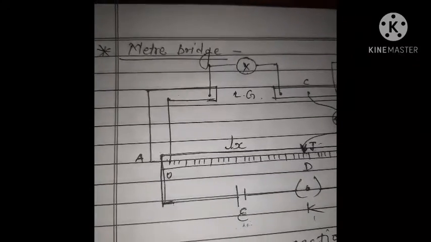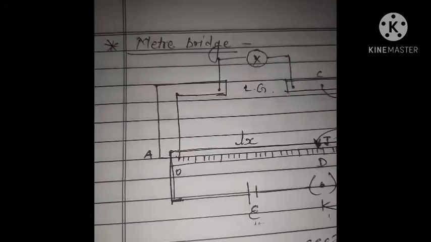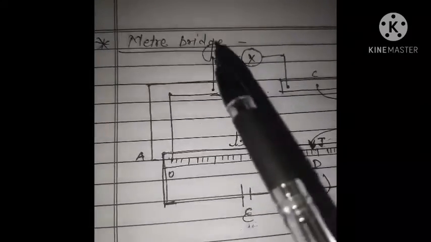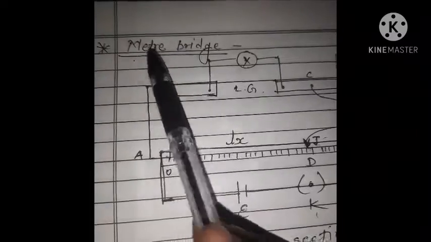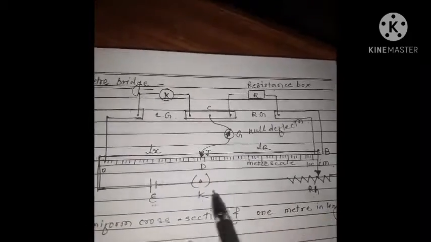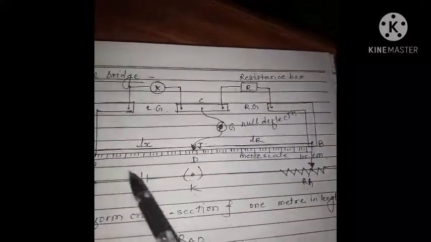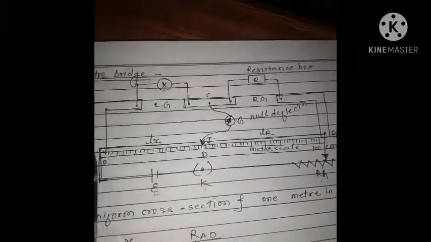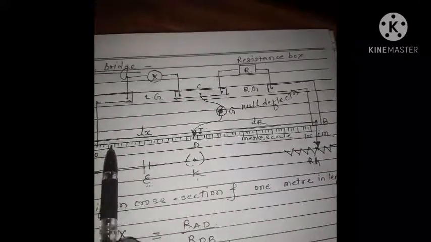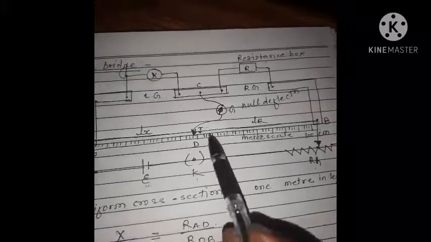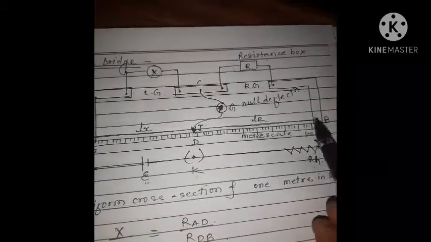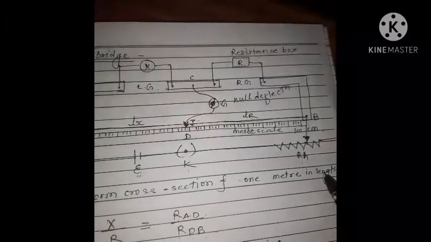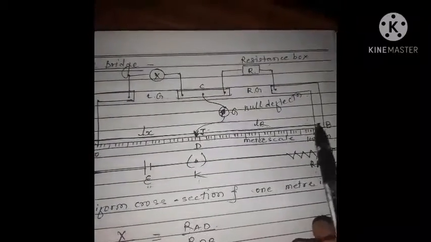Hello students, in the ninth topic, current electricity, now we are going to discuss the meter bridge. This is the circuit diagram for the meter bridge, which consists of a wire of uniform cross section and 1 meter in length. Suppose the wire is connected between 2 points A and B.